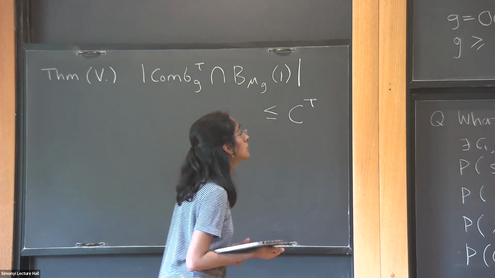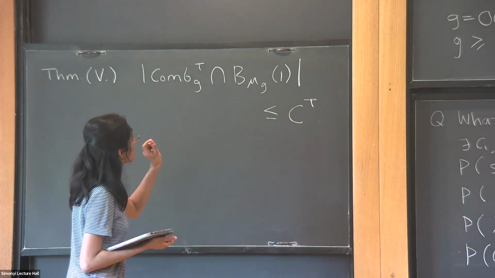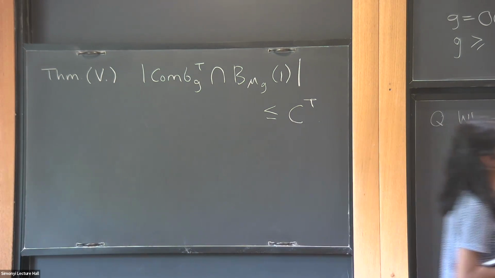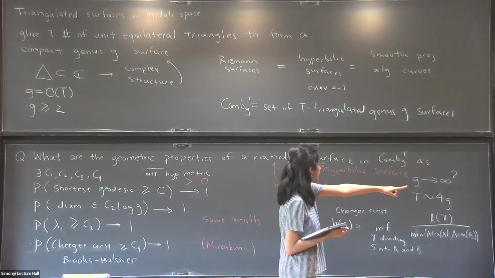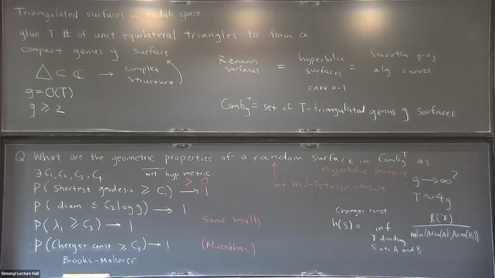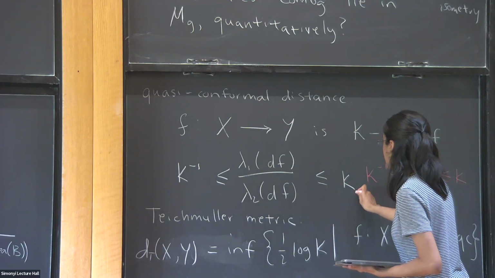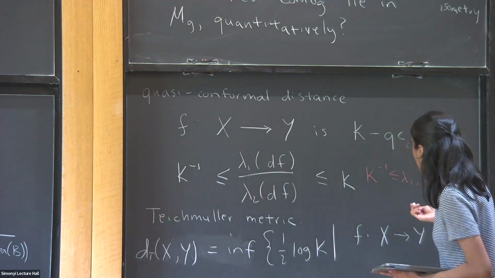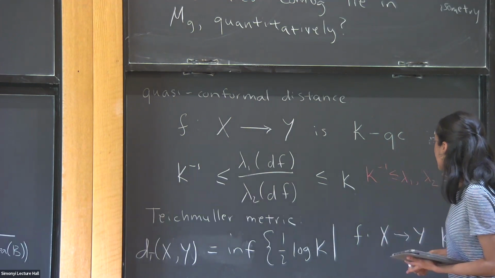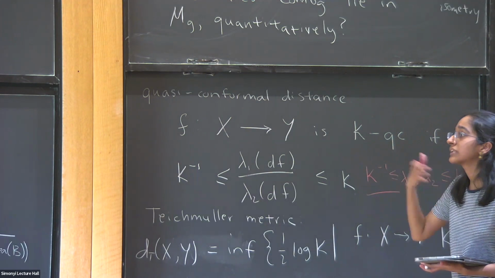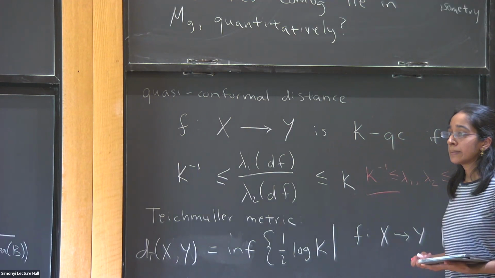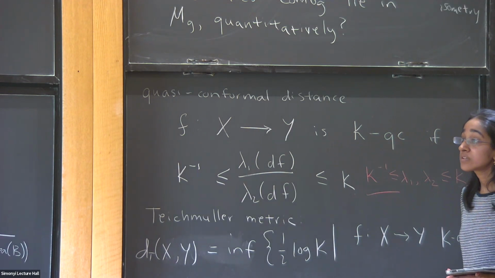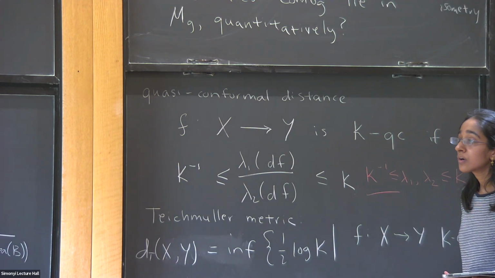Yeah, so a ball of radius 1 means, taking some constant k greater than 1, like e or something like that, I'm looking at hyperbolic surfaces which are e-bilipschitz to each other in the hyperbolic metric. But are there many balls of radius 1 which don't fall back on themselves?